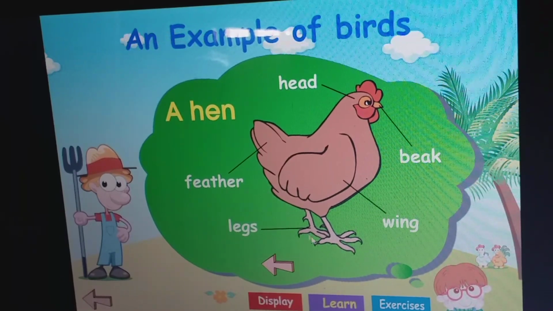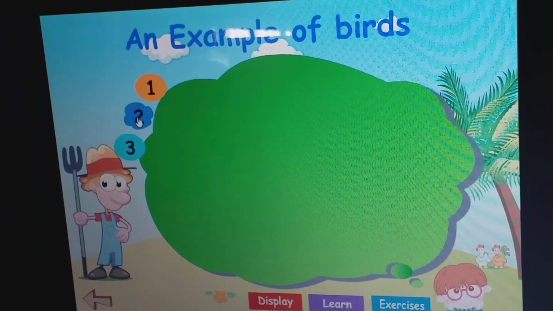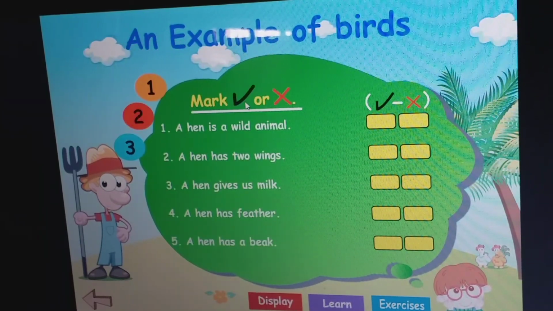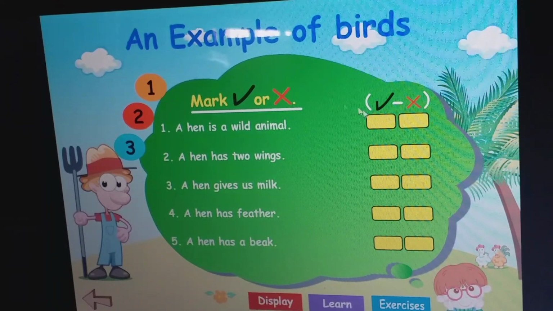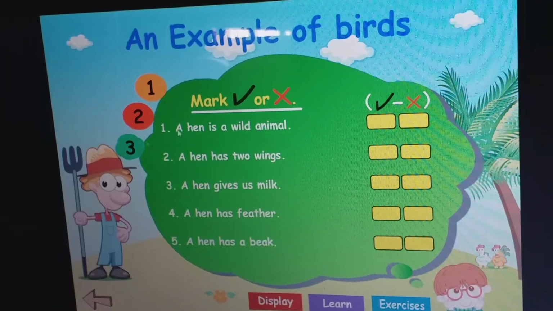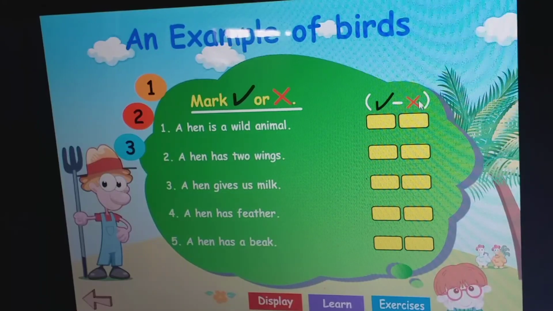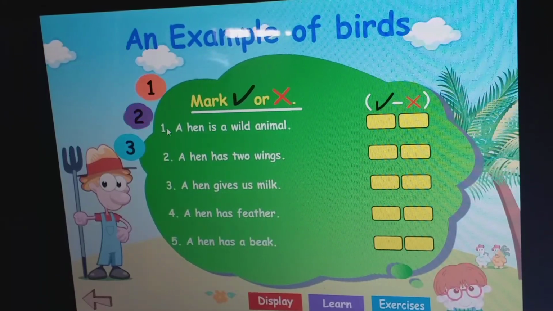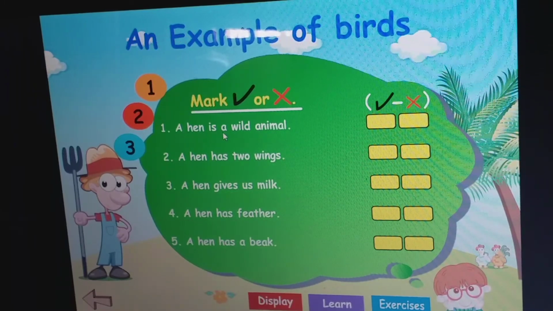Okay? Let's proceed to the exercises. True or false? Mark check or X. If the statement is correct, put a check. And if the statement is wrong, put an X. Okay? Question number 1. A hen is a wild animal?